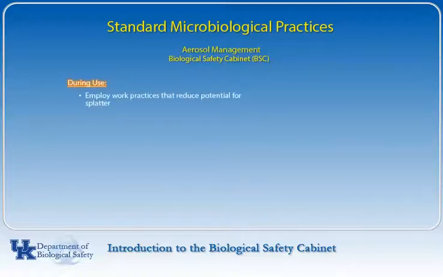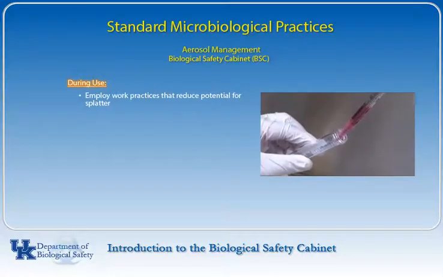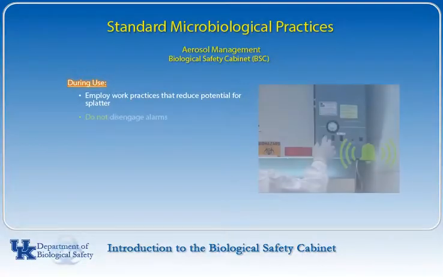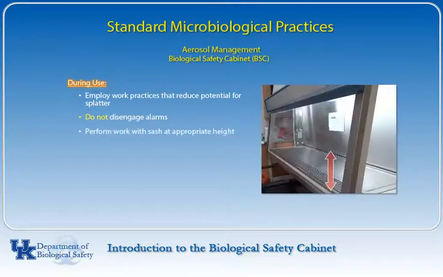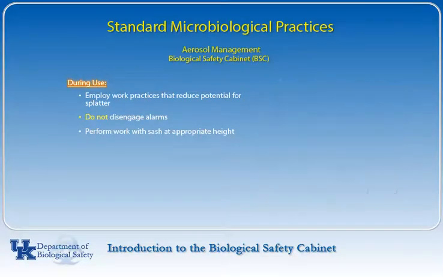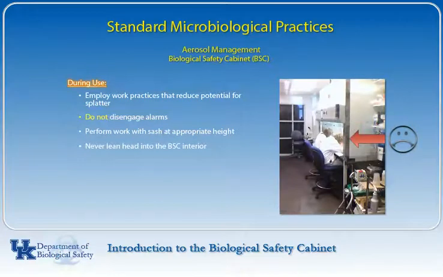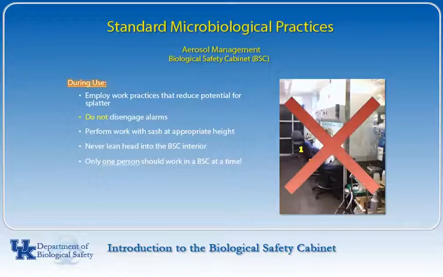During work, utilize special procedures to reduce potentials for splatter, such as dispensing liquids along the wall of tubes. Never disengage the alarm. The alarm indicates when the cabinet has improper airflow or reduced performance, which may endanger the researcher and/or the experiment. Perform work at the proper sash height, and never lean into the BSC so that your head is inside the unit. Only one person should work in a BSC at a time.